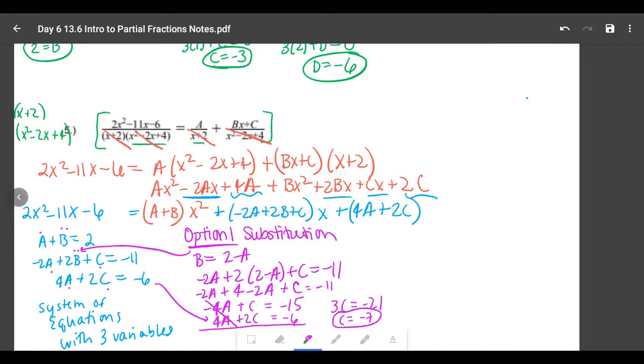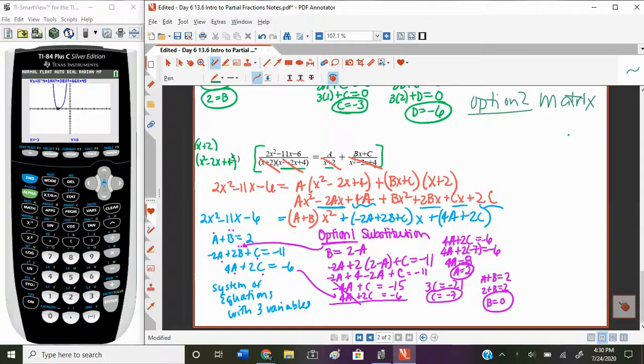All right, now that I know that, I can go back to the 4A plus 2C equation and substitute in C to be negative 7. So that's negative 14. If I add 14 to both sides, I get 8, and A equals 2. All right, so if I substitute in, the last thing is A plus B equals 2. I'm going to do 2 plus B equals 2, and then B equals 0. And now that I know A, B, and C, I'm all done.